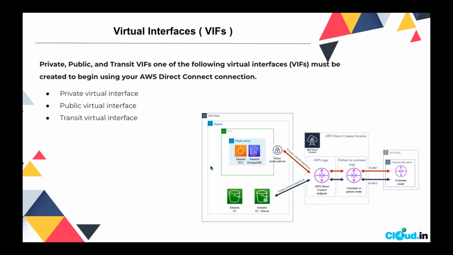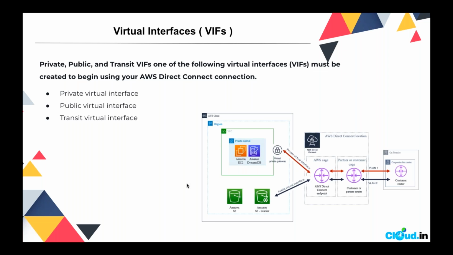Just to understand, virtual interfaces are logical connections that enable you to access AWS resources over a Direct Connect setup. The purpose of this interface, as I said, is to connect the different AWS services, providing a very tailored connectivity option for the various business needs that you have. The options we'll discuss right now: you have the private virtual interface, the public virtual interface, as well as the transit virtual interface. First let us look into the private virtual interface.